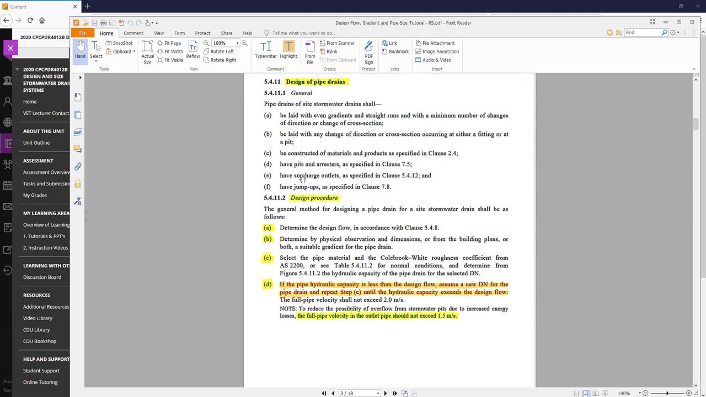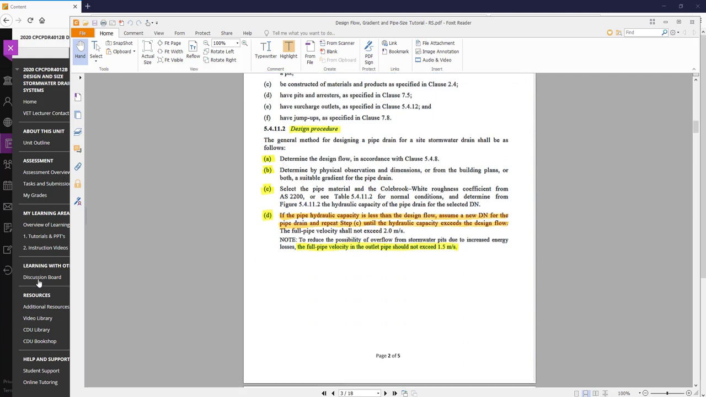Incidentally, this document I have put over here in my learning area with the tutorials and PowerPoints. So if you go into tutorials and PowerPoints later and you want to read through this document, you can. I've just put together what's relevant for what you've got to do, and that's what this document is.